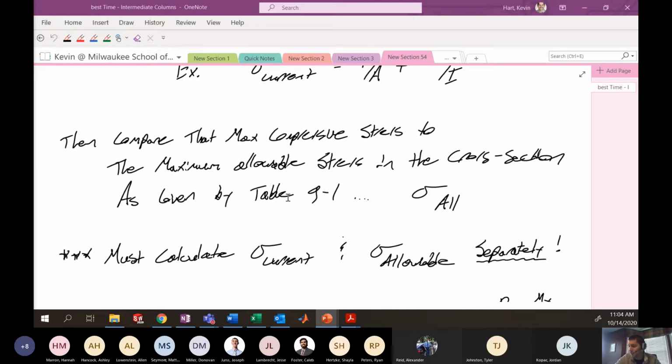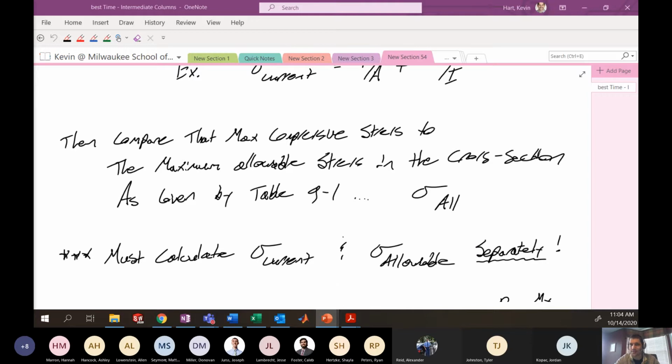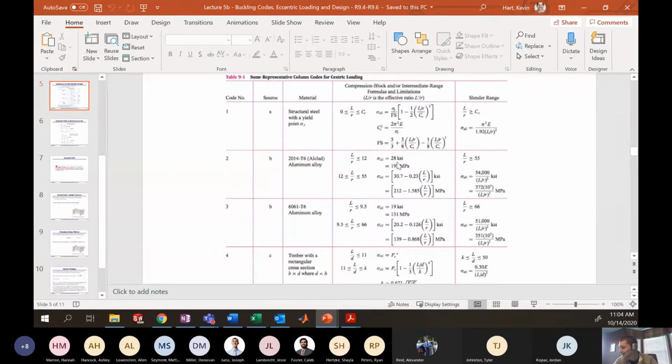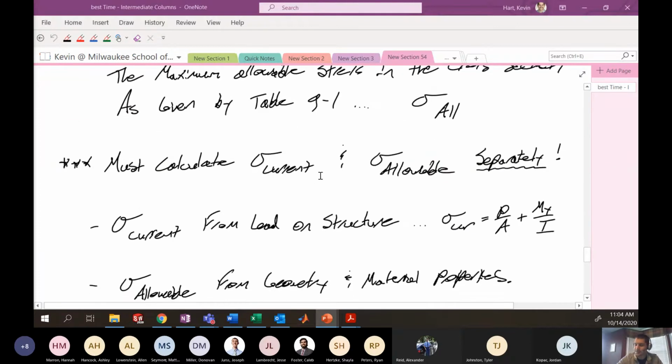So we had this table 9-1 in the notes, which you now have access to, and that table looks something like this, just to remind you. This table is giving us allowable stresses, given the geometries, moduli, and geometric factors of the beam of interest. So we calculate an allowable stress using table 9-1, and we're going to calculate the current state of stress and the allowable state of stress separately, and then compare them at the end.